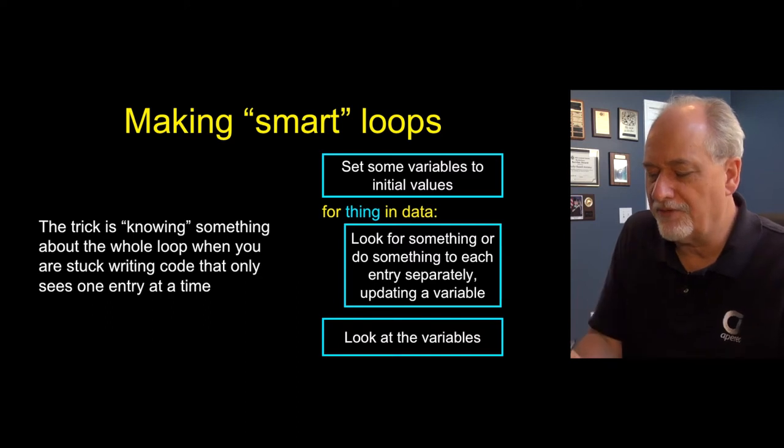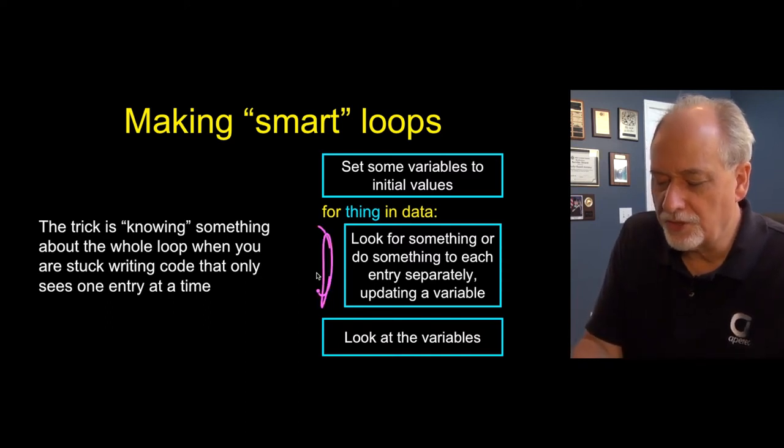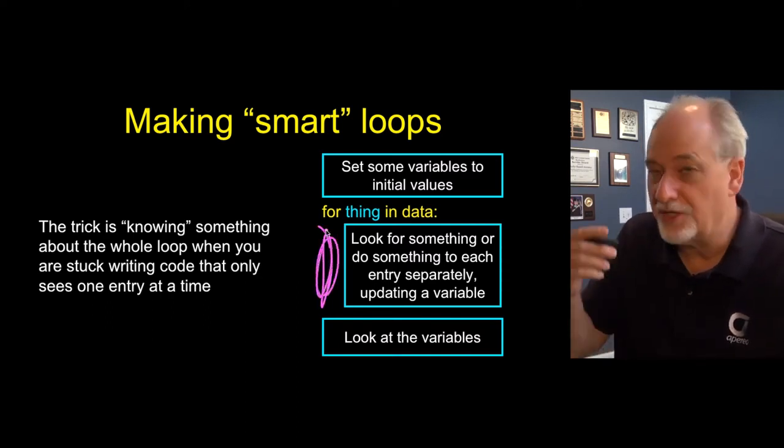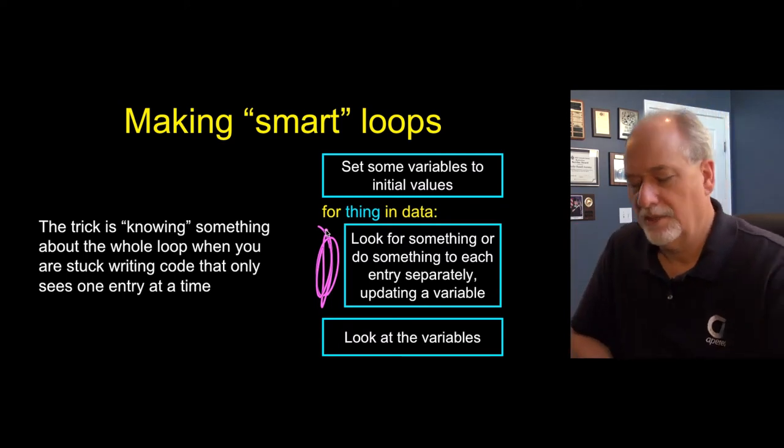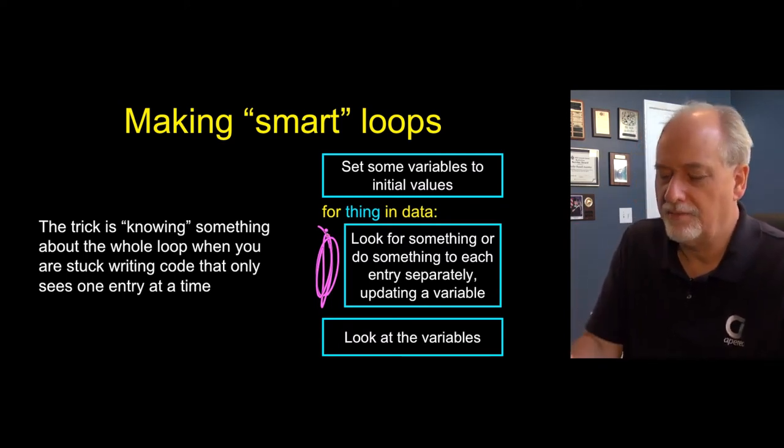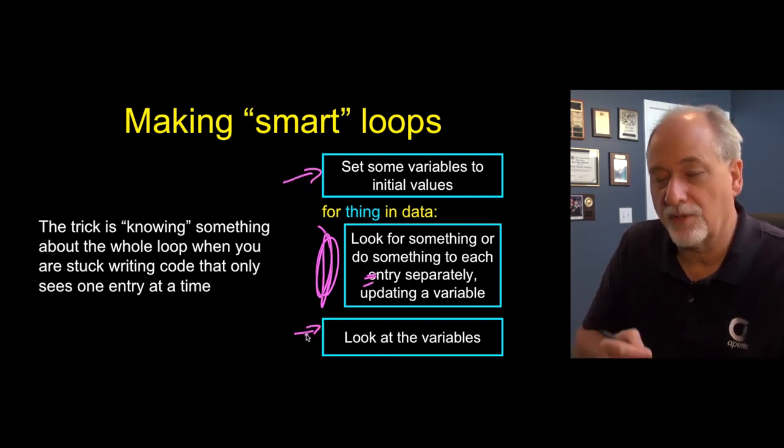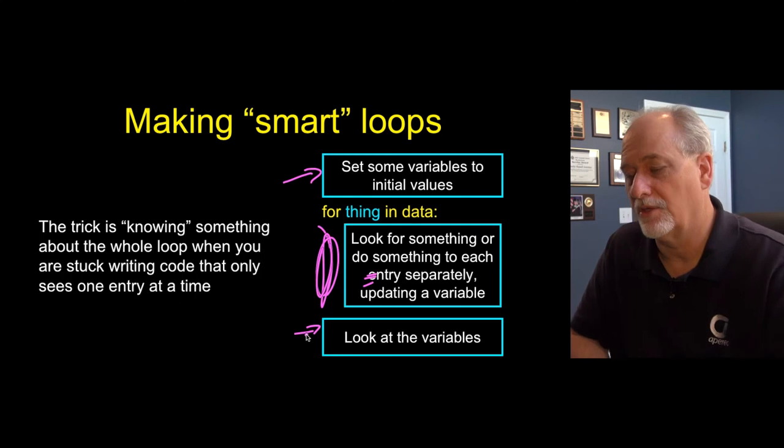The pattern that we're going to follow is we're going to have this loop that's going to run once for each thing in some chunk of data. We're going to set something at the beginning, and then we're going to do something to each one, and at the end we're going to get the payoff. We're going to get the result.